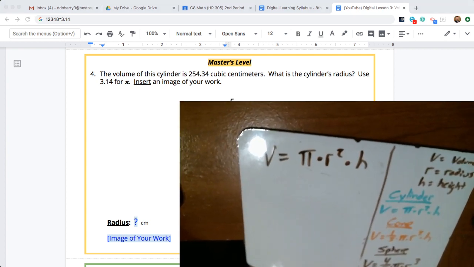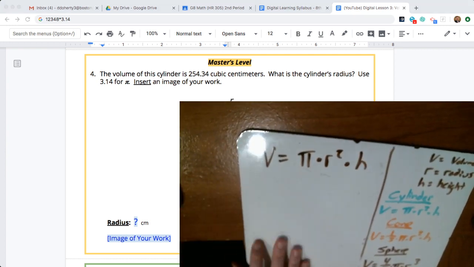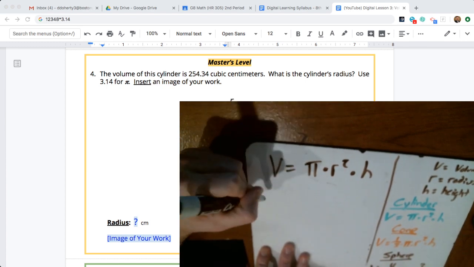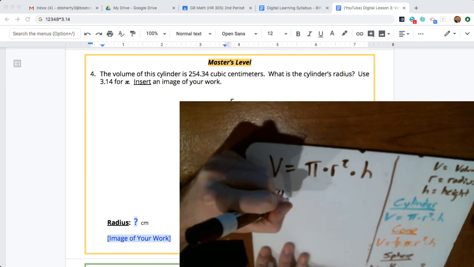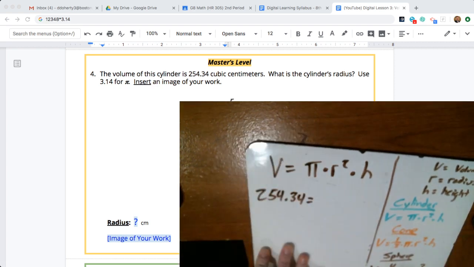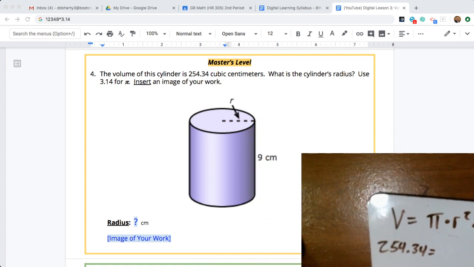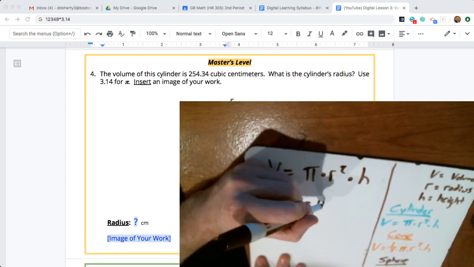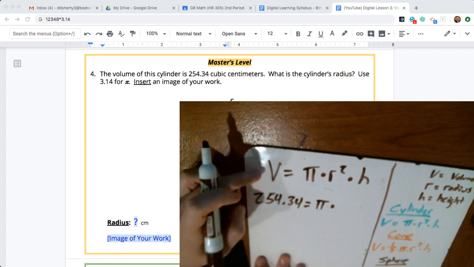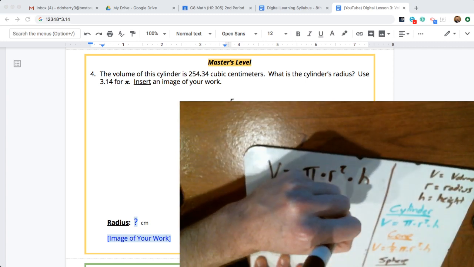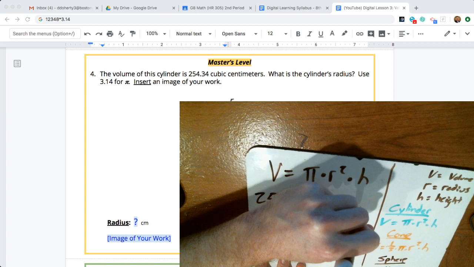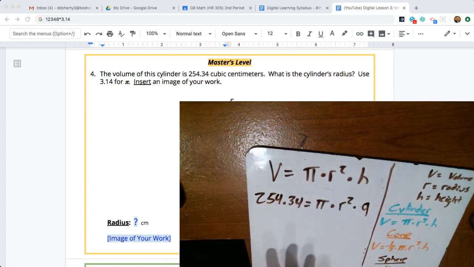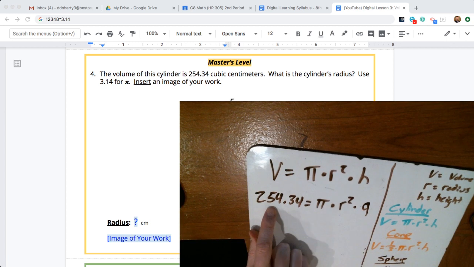So the two numbers I'm going to have to plug in this time, I have a volume of 254.34, and I know the height is 9 centimeters. We'll show very quickly again, the height is 9 centimeters there. So if the height's 9 centimeters and they want us to figure out the radius, I'm going to plug in the 9 for the height, and I'm going to plug in the 254.34 for the volume. And I don't know what r is yet, so I'm just going to leave that as r squared. In this case, I know volume, so this time the V gets replaced, but I don't know radius.